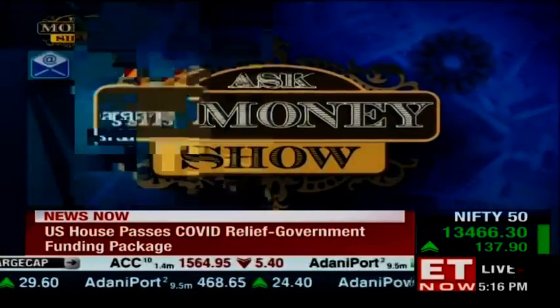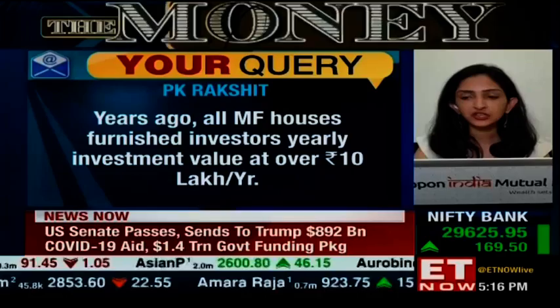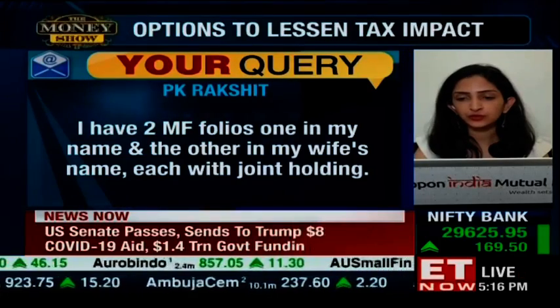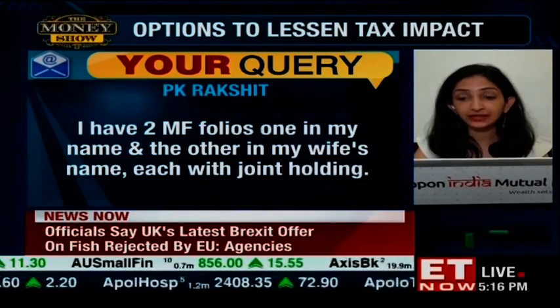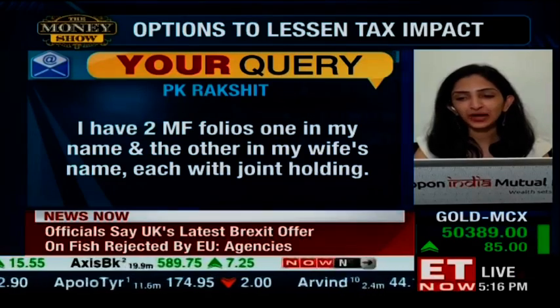First up is an email from Mr. P.K. Rakshit. He said that sometime back, mutual fund houses furnished investors' yearly investment values of more than 10 lakhs a year for the last few years to the Income Tax Department for inclusion in the 26AS form. Now, Mr. Rakshit says he has 2 mutual fund folios in his name and others in his wife's name, each with a joint holding.